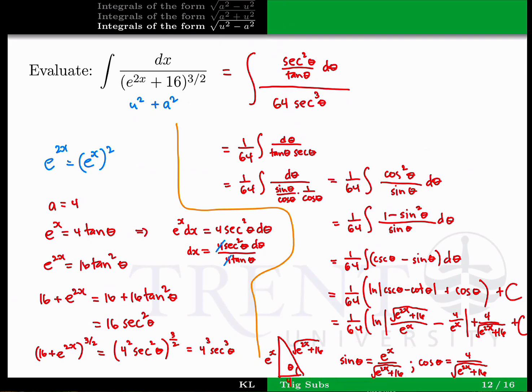Now, you close this parenthesis. So this will be the final answer. Let me just use a different color. So that's our final answer.